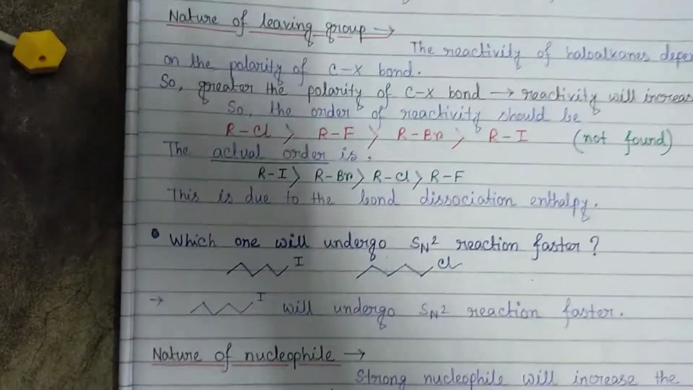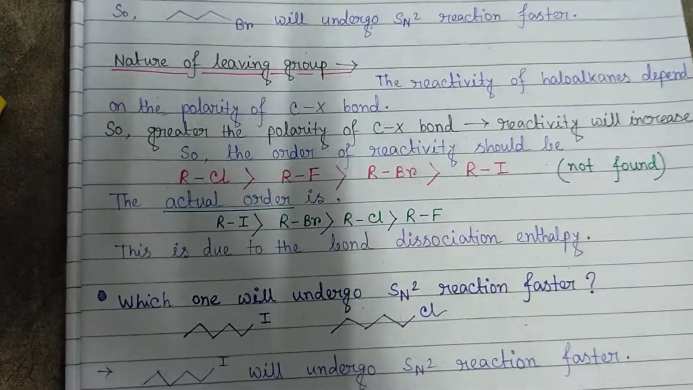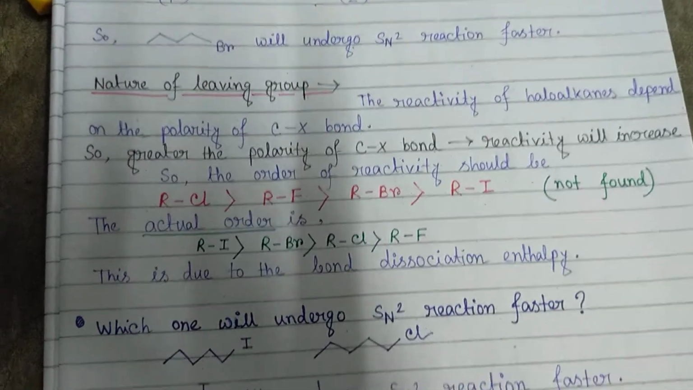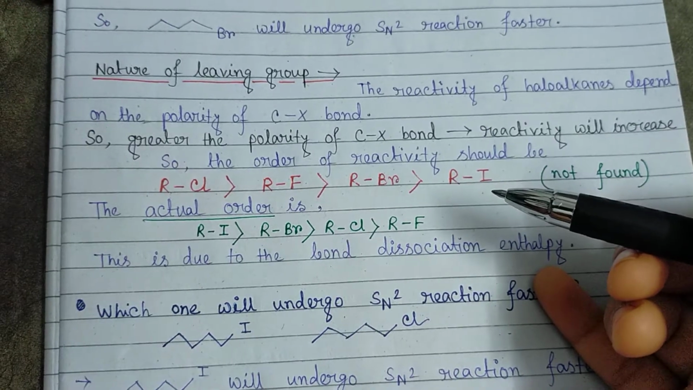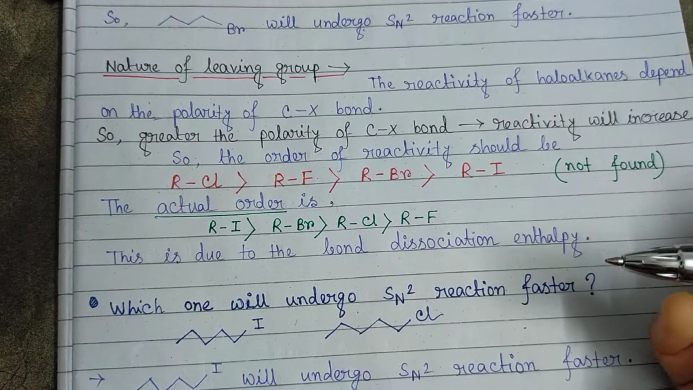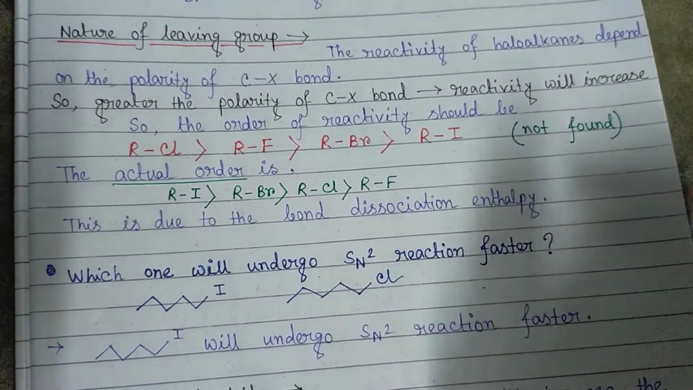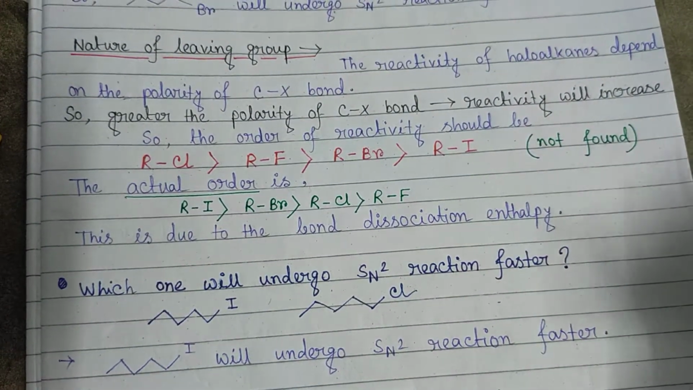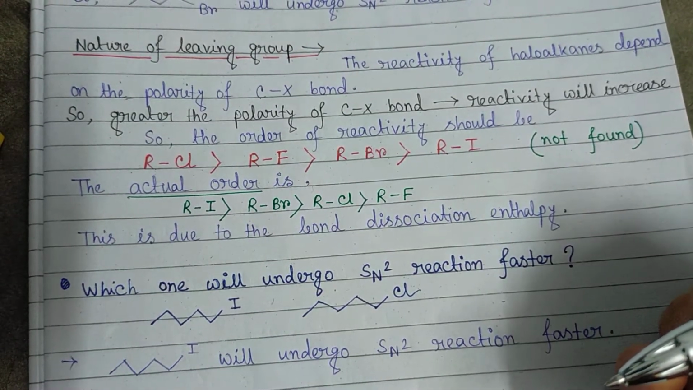The next factor on which the rate of this SN2 reaction depends is the nature of the leaving group. So if the leaving group is more efficient at leaving the C-X bond, then obviously the rate of reaction will increase. The greater the leaving capacity of the leaving group, the greater the reactivity.